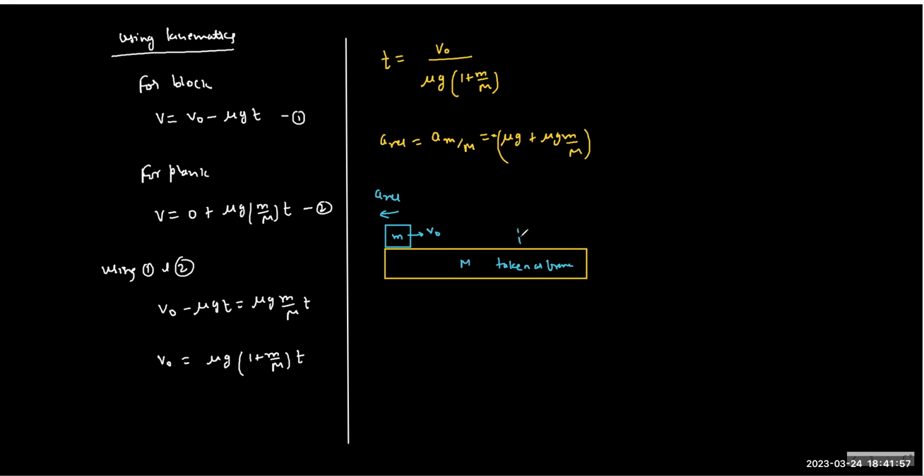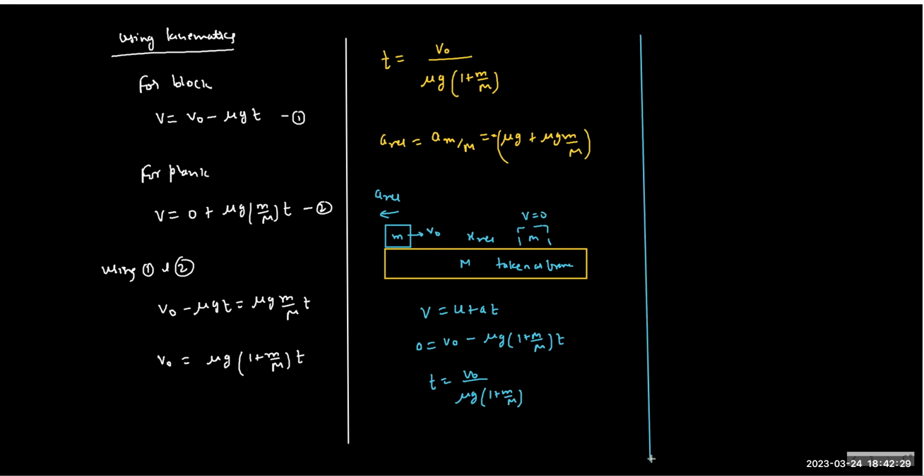And eventually it will come to rest after traveling how much? X relative. Correct? The V is 0. So you could have written directly that V equals U plus AT. So 0 equals U minus mu g into 1 plus m by M. And still you would have got the answer. And this way of writing will also help in finding the X relative.